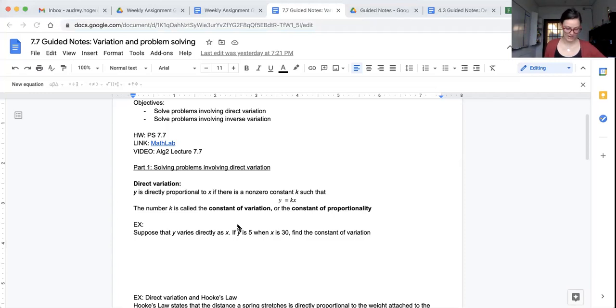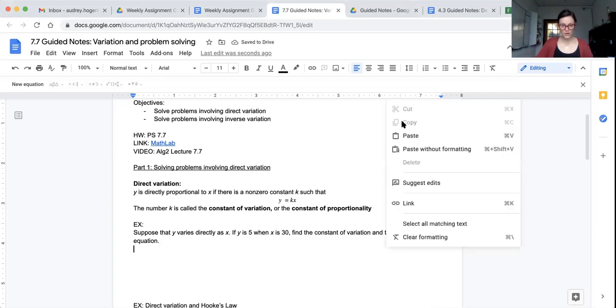So we're going to do a couple example problems here. There's some kind of easier variation problems, and then there's some harder application type ones. So we're going to start with easy and then move to hard. So suppose that y varies directly as x. If y is 5 when x is 30, find the constant of variation, and then also the direct variation equation.